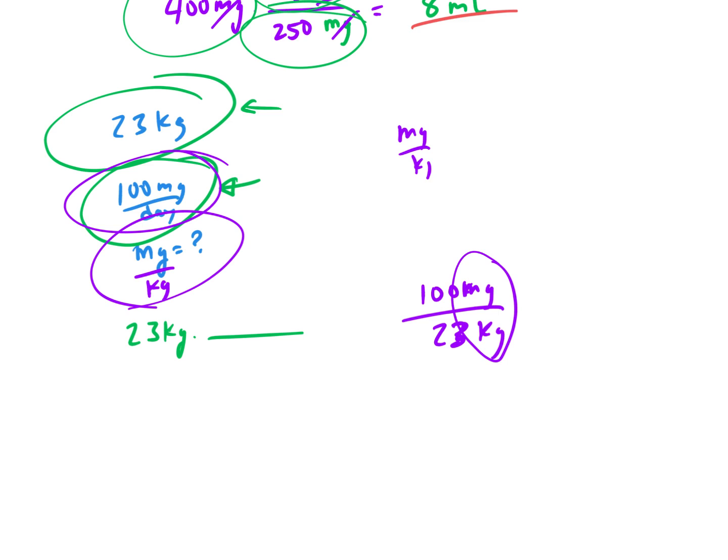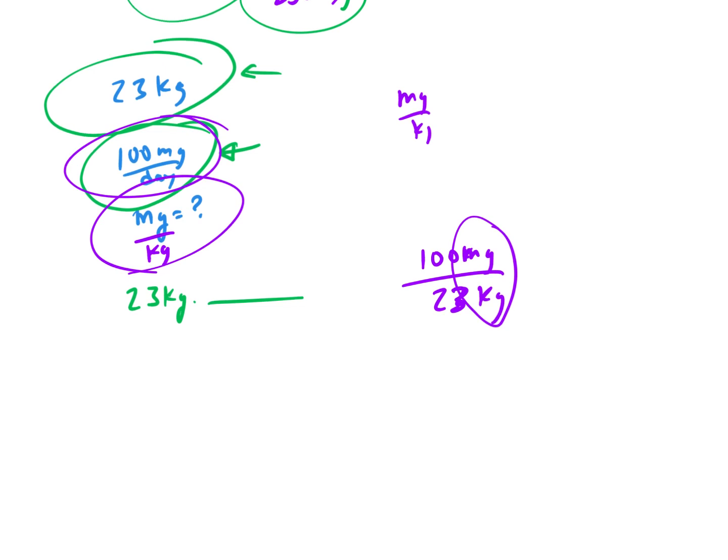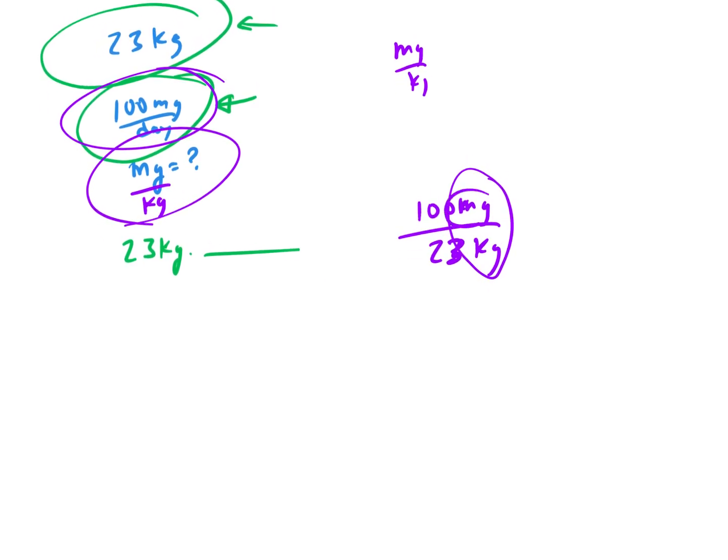Could we use dimensional analysis, guys? We could, but they want it per kilogram. There it is, milligrams per kilogram. I thought it meant how many milligrams per 1 kilogram, but that would have been wrong. If we divide them, it will be per 1 kilogram. So what's 100 divided by 23? About 4.35 milligrams per kilogram. There we go.